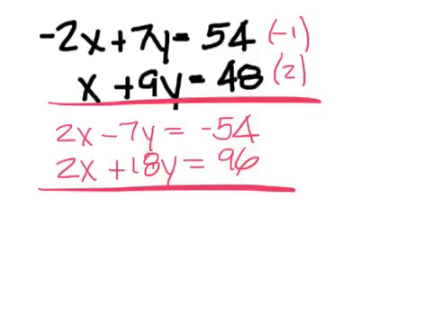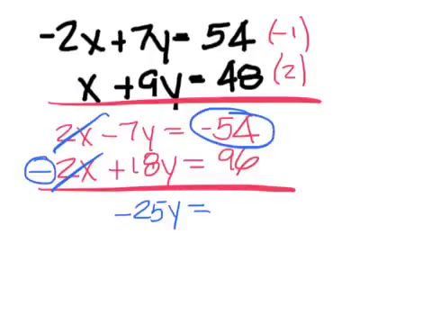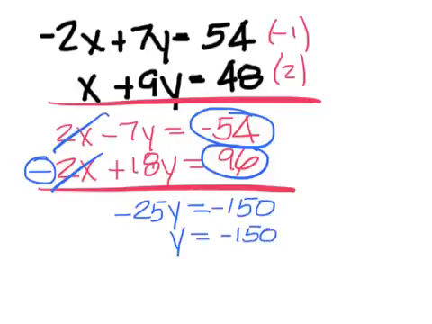From there, you have to subtract. And these cancel out. You have negative 7 minus 18, which is a negative 25. And then negative 54 minus 96 is a negative 150. Divide negative 150 by negative 25 and get what answer? 6.